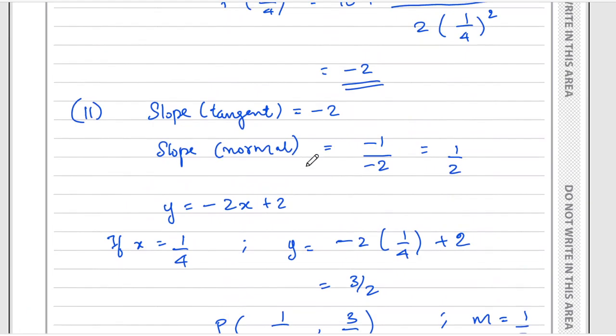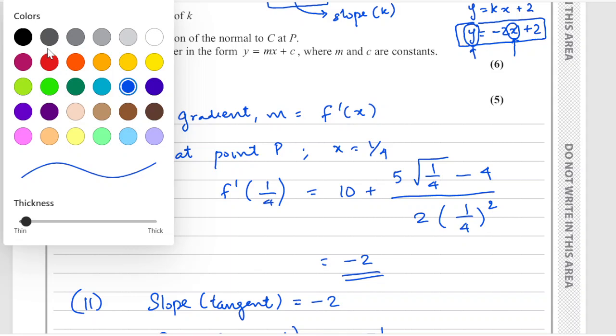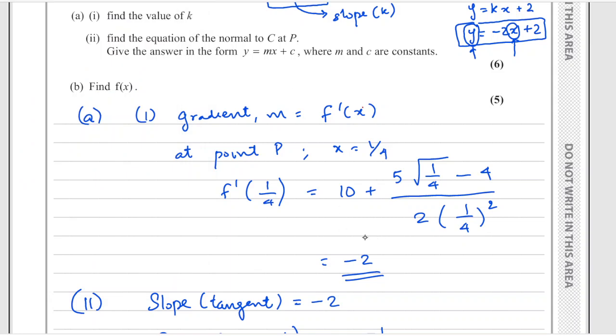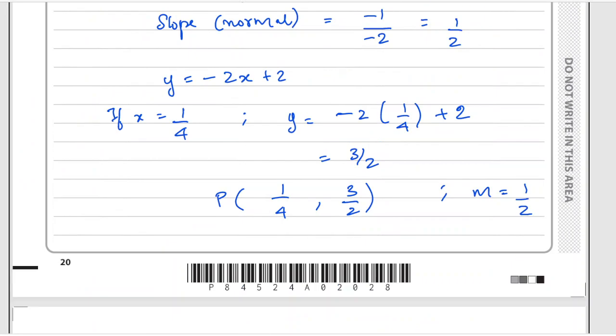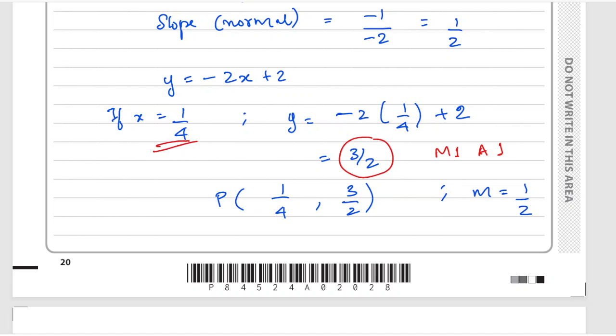So in the first one, if you do the method correctly by plugging in the value in this one, this is the method mark over here, and this is the accuracy mark. In the second part, you need to use k as -2 and the x coordinate as 1 by 4 to find the value of y, which is 3 by 2. So this carries the method and the accuracy mark. The method mark is for following the method of plugging in this value and the value of k also. So that is 2 marks over there.